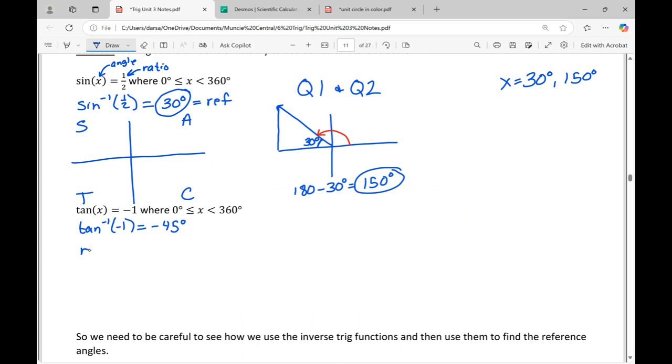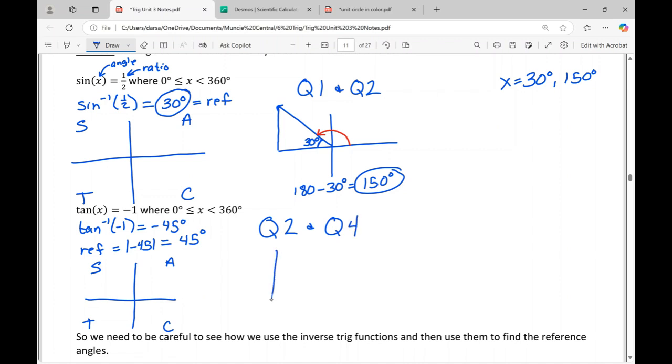So the reference angle is going to be the absolute value of whatever comes out of that inverse trig function that we do. So our reference angle that we're going to use for this question will be 45 degrees. Now, let's think All Students Take Calculus. Where is tangent negative? Well, tangent is going to be negative in quadrant 2 and quadrant 4.